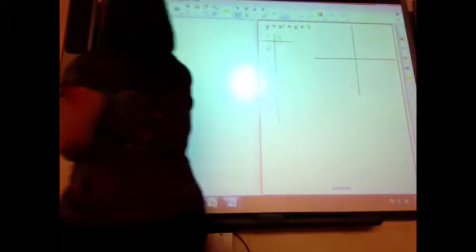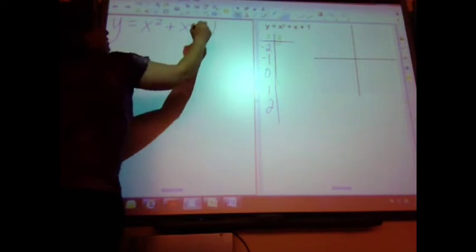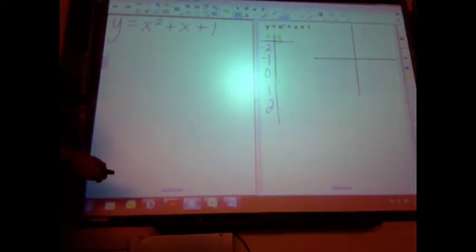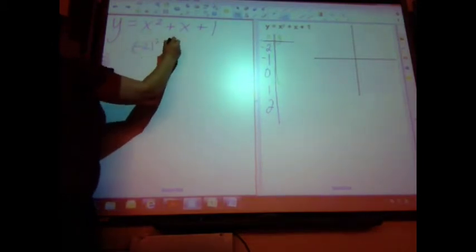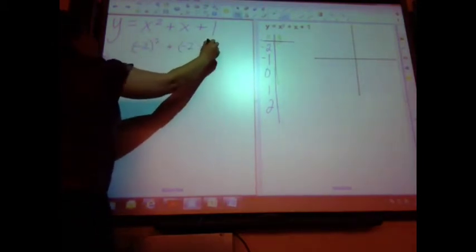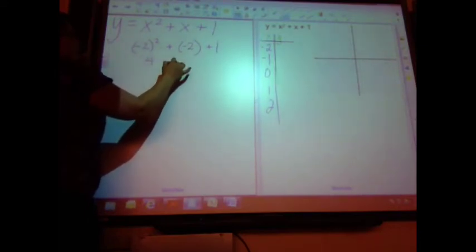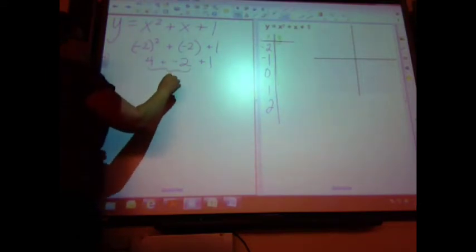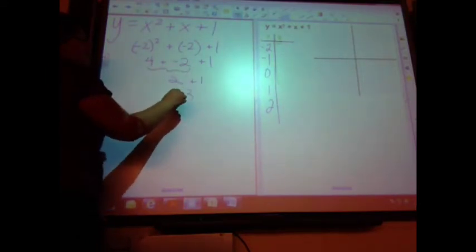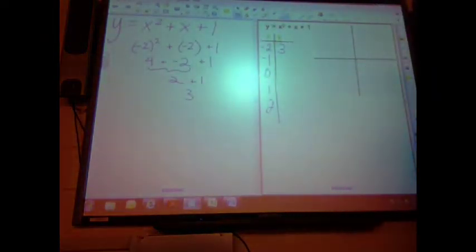So my equation was y equals x squared plus x plus 1. First I'm going to plug -2 in for all of the x's in the equation. So I do -2 squared plus -2 plus 1. -2 squared means -2 times -2, that's 4. Then I have plus -2 plus 1. 4 plus -2 is 2. 2 plus 1 is 3. So at -2, my point is 3 for the y.